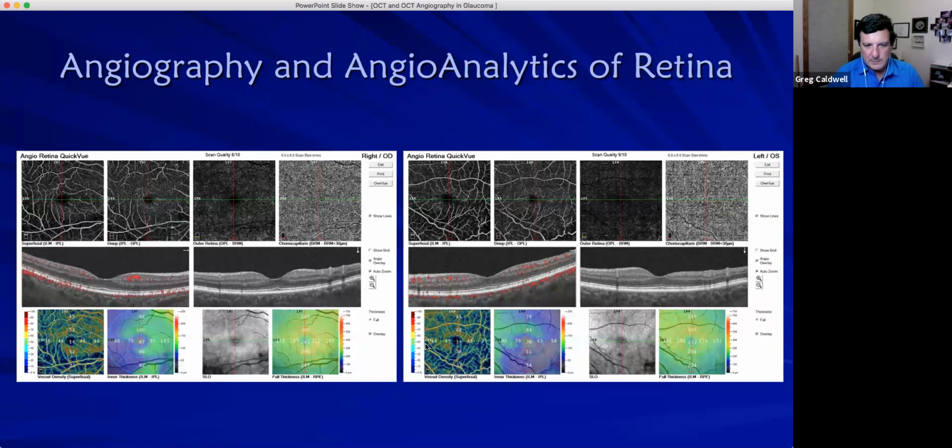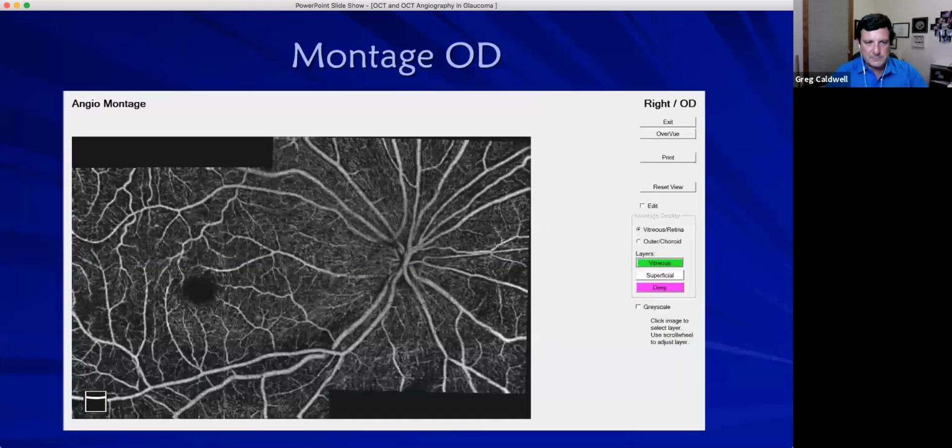And then coming over this way, you can see again it's not really crossing the horizontal raphe, but now the superior side is becoming involved. You can see it coming right around here. And measuring these capillaries will help me as another way of doing progression analysis for this patient.